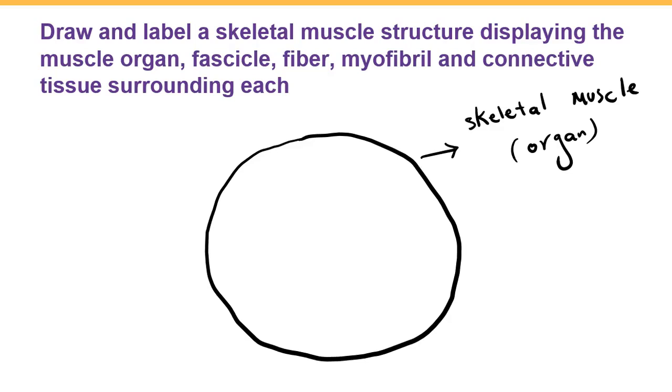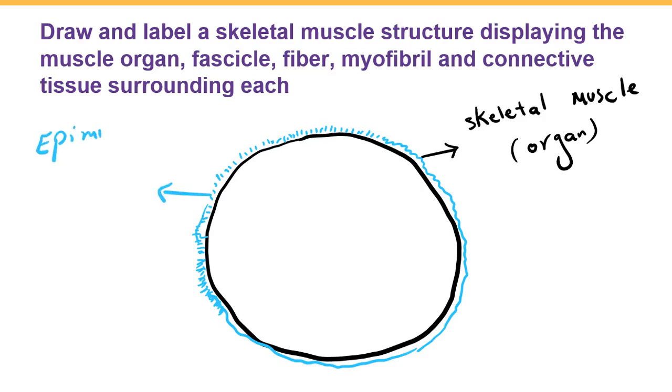Okay, then around this whole muscle, let's draw a thick layer of connective tissue. Dense, irregular connective tissue. What should we label this? Remember, the thick, dense, irregular connective tissue covering the whole muscle is called epimysium. Epi means above, mysium means muscle.